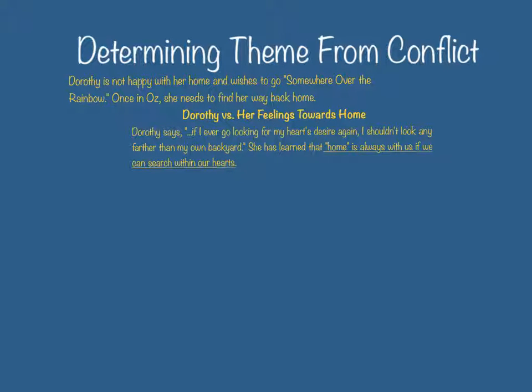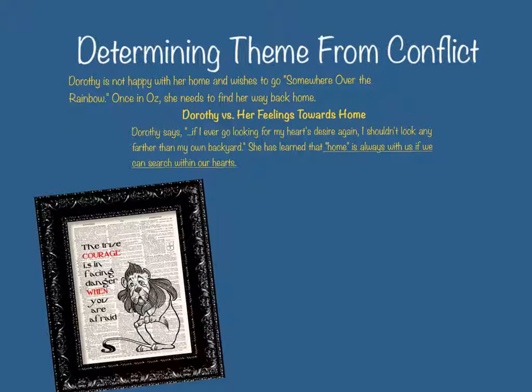So Dorothy's conflict with home is not the only conflict in the book or the movie. So I'm just going to show you a few other themes that come from other conflicts within this story. Do you remember the lion's conflict was that he didn't think he had courage? And within the book and within the movie, there are a lot of clues based on things that are said. Most of these quotes are said by either Glinda, the Good Witch, or the Wizard. But the Wizard tells the lion that the true courage is in facing danger when you are afraid. And of course, the lion realizes that he does have courage.